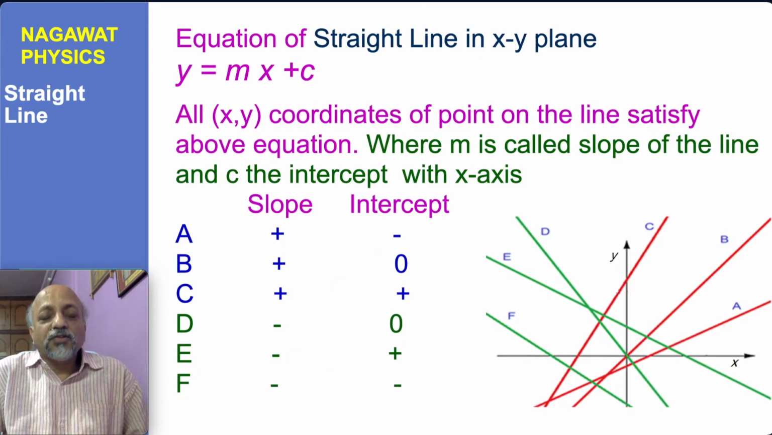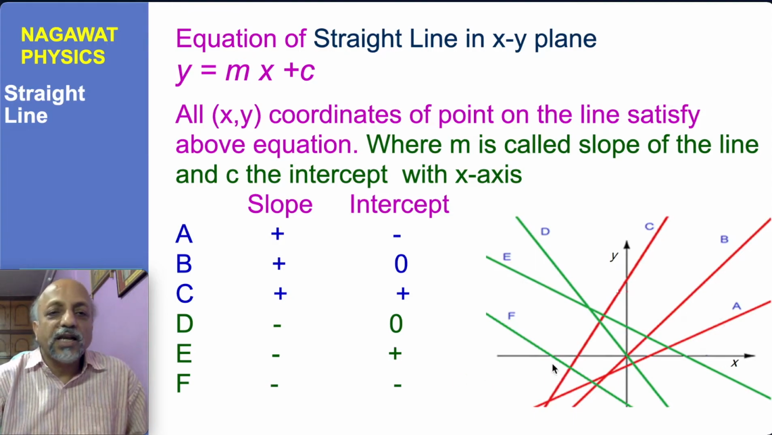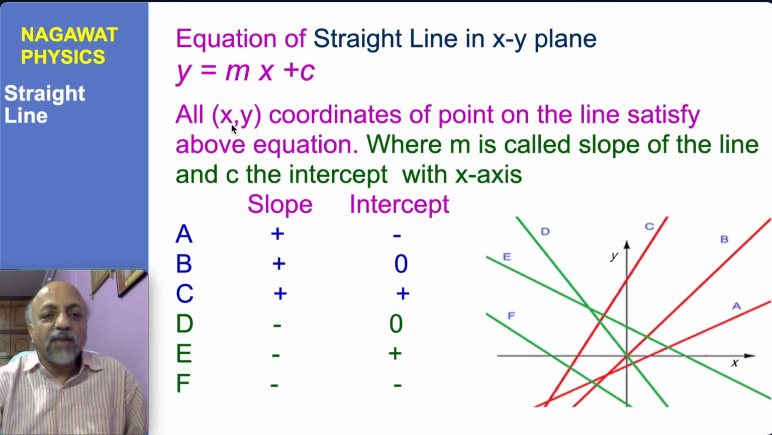Now, the equation of a straight line, because there are many different types of straight lines possible. You would learn in mathematics that the equation of a straight line in the xy plane is y equal to mx plus c, where m is called the slope and c is called the intercept. So y equal to mx plus c is the general equation of a straight line, and any point on that line, with specific coordinates x and y, would satisfy this equation. Every y on the line is given by mx plus c.